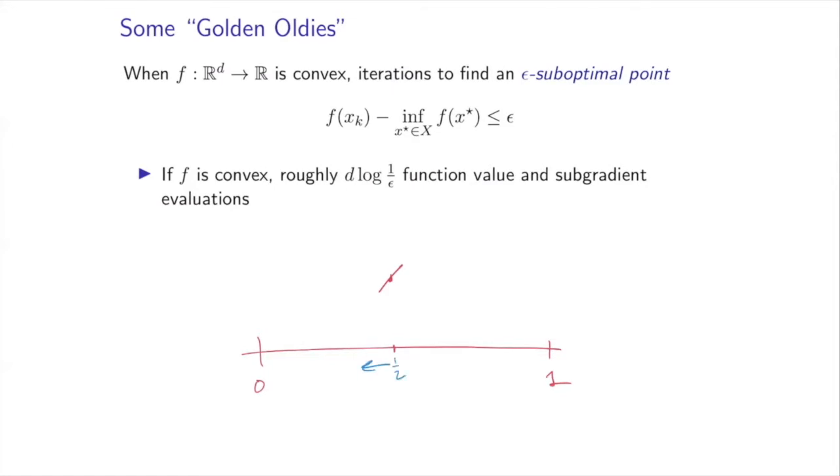Then I query another point, and I learn my gradient is negative. Then I know my solution has to be on this side. You can imagine we just repeat this, a binary search, and it's going to take exactly log base 2 of 1 on epsilon steps to get within epsilon accuracy of a solution. So this idea is clear, and in higher dimensions there's an analog, except with centers of gravity instead of a binary search.